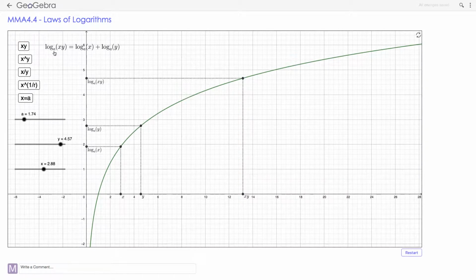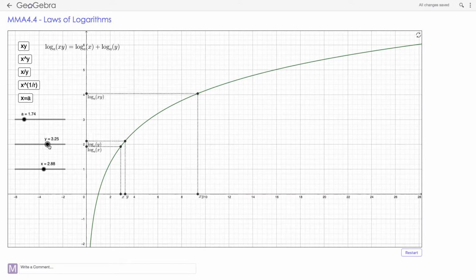It says that the logarithm base a of a product is the same as the logarithm base a of x plus the logarithm with base a of y. In other words, logarithms convert products into sums. And what does that have to do with this drawing?